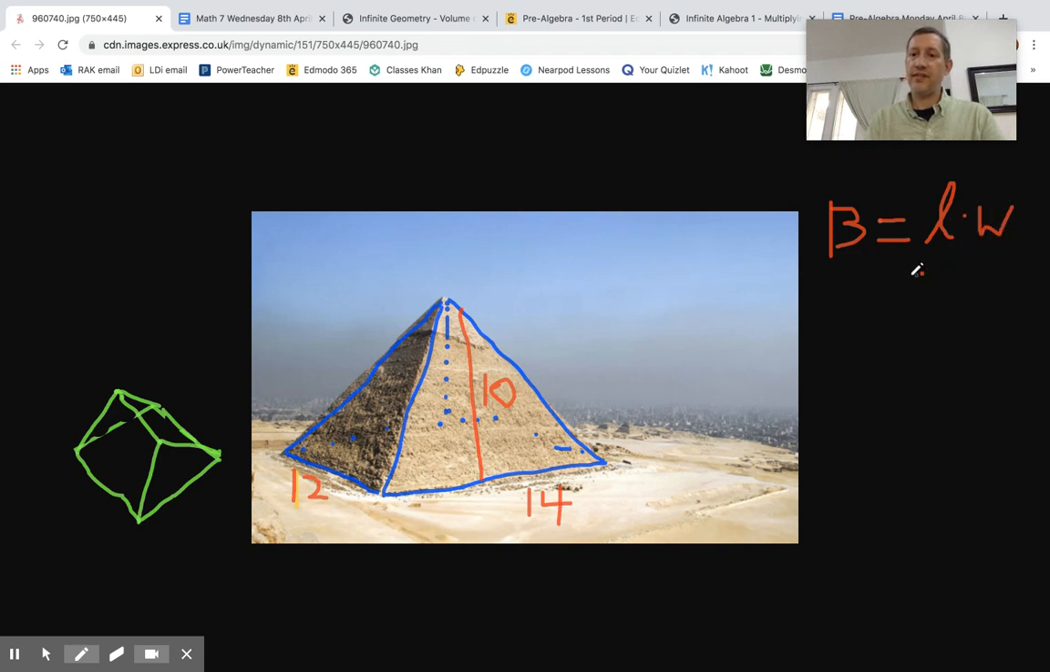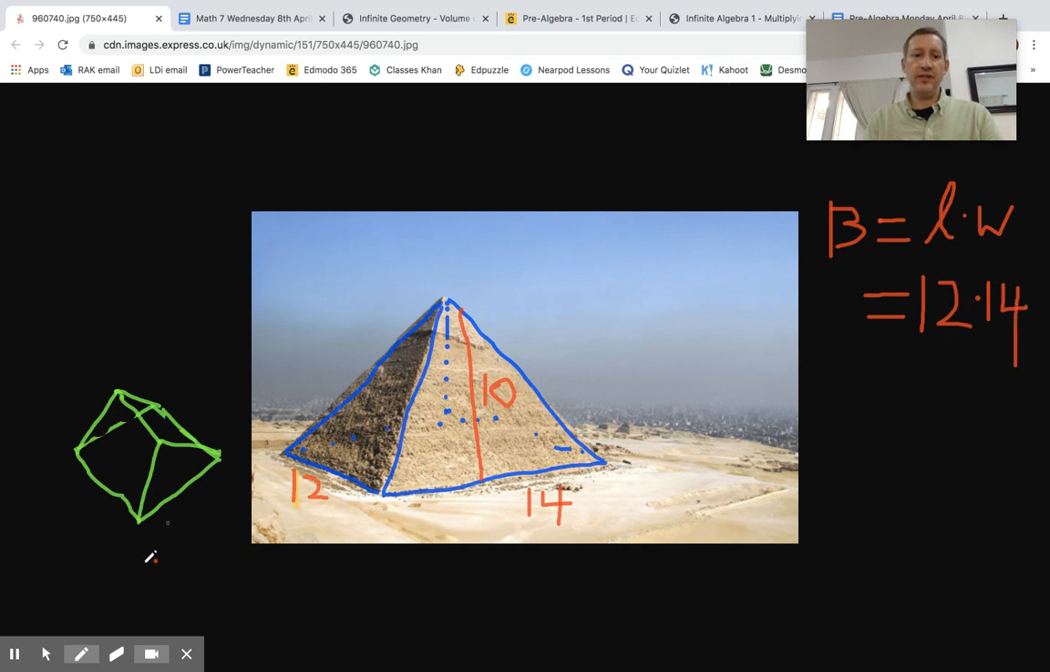Okay? I would write that down if I were you. So for this example, for this base, that's going to be 12 times 14. And please use calculators on this. Okay? Can't emphasize that enough. Please use calculators. So here we go.